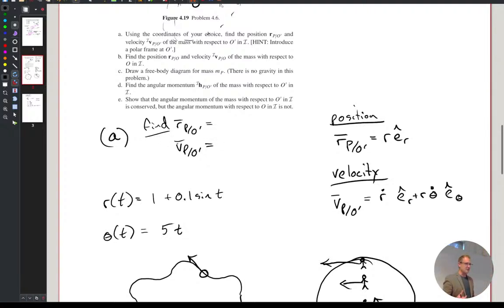So we're trying to define those 2 terms, and you can define it as x and y if you want, but then we need to figure out how we'll do those cross products. It does work out in the end, it just takes a lot of work. So my position is r e_r. Then I have r dot along that e_r and r theta dot along that e_theta. And that's my part A.